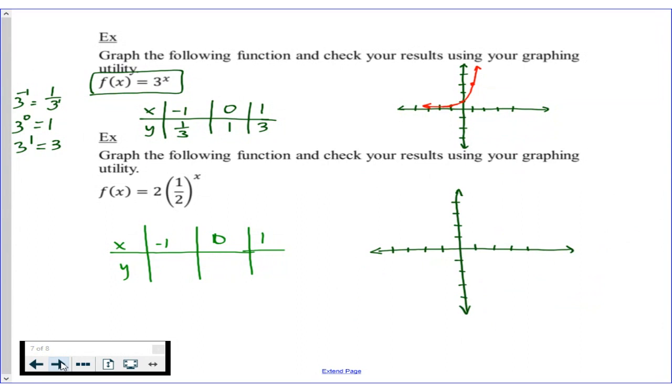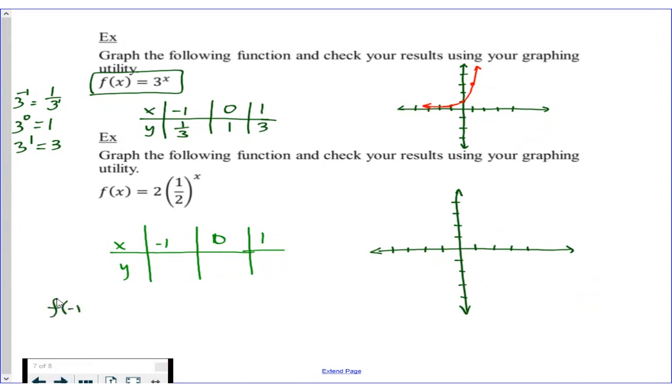1 by f of negative 1. So if you plug in negative 1, f of negative 1 will be 2 times 1 over 2 to the power of negative 1. Negative exponents usually flip the number. So if you have 1 over 2, it becomes 2. If you have 2, it becomes 1 over 2. So this is 2 times 2, which is 4.